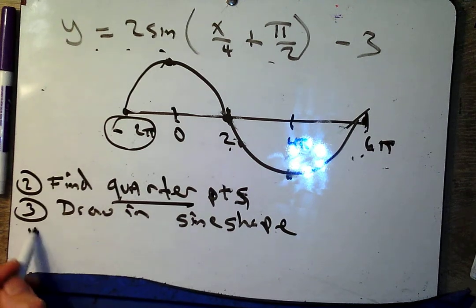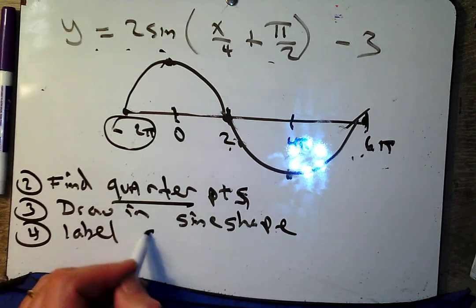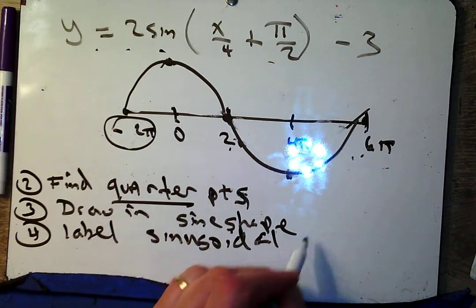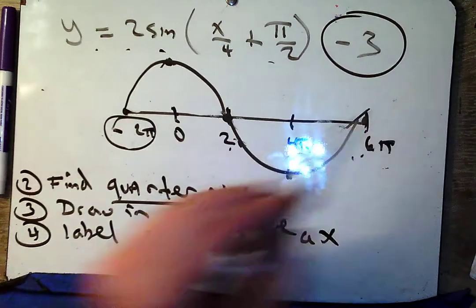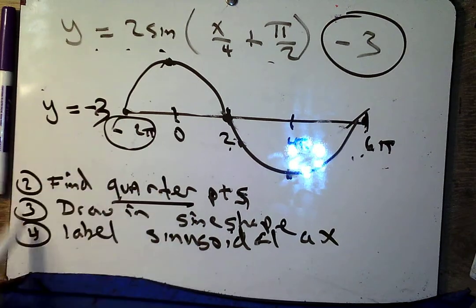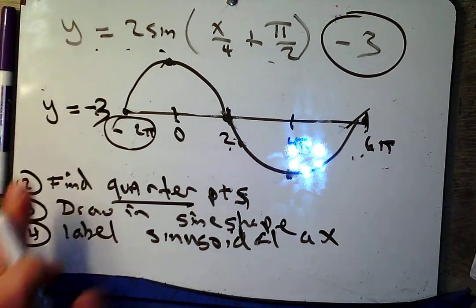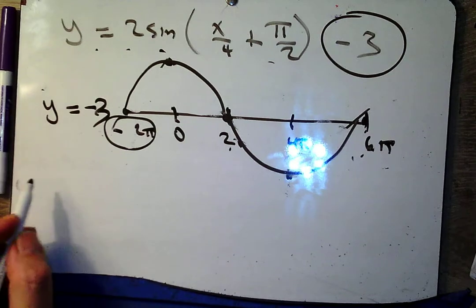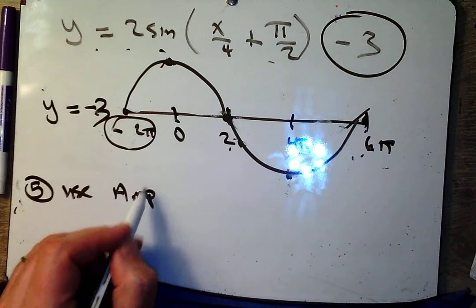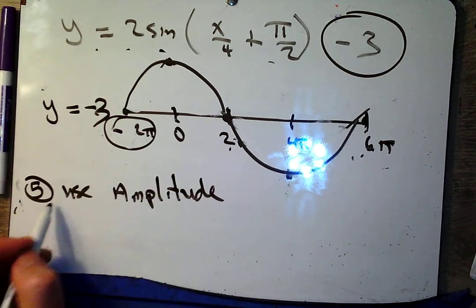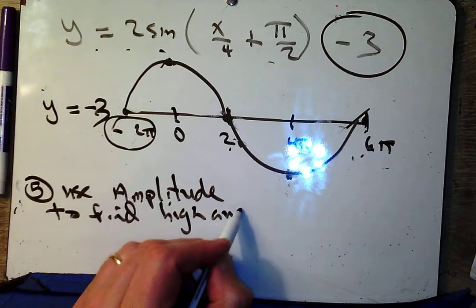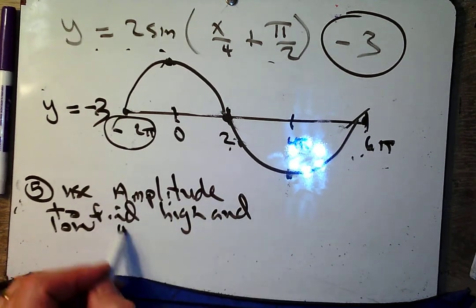Okay? Step 4, label the sinusoidal axis. So for us, the sinusoidal axis is y equals -3. That's step 4. And then finally, step 5. With step 5, we'd like to use the amplitude to find high and low y values.